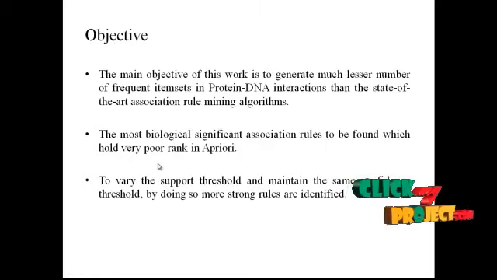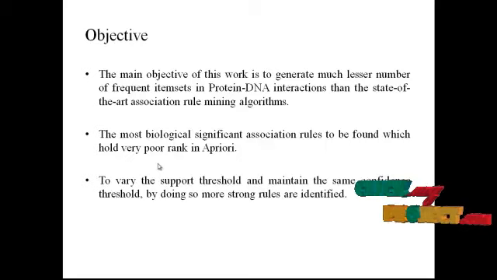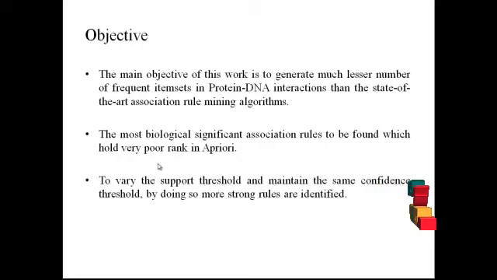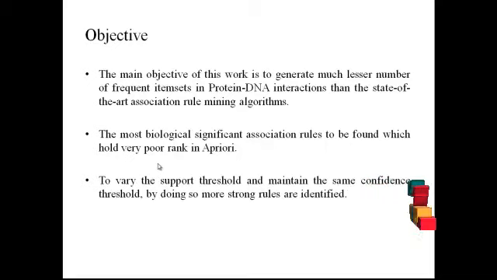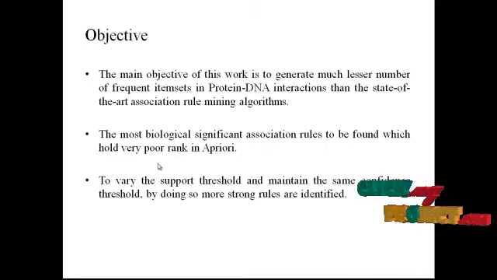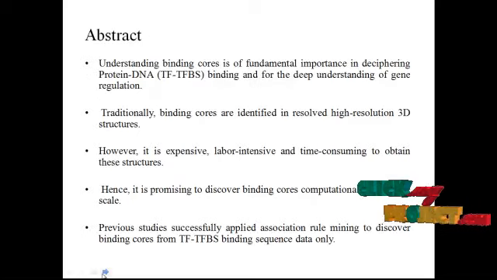The objective of this work is to generate a much lesser number of frequent item sets in protein DNA interactions than the state-of-the-art association rule mining algorithms. The most biologically significant association rules are to be found, which hold a very poor rank in Apriori. We vary the support threshold and maintain the same confidence threshold, and by doing so, more strong rules are identified in our process. Now let me discuss the abstract of our process.